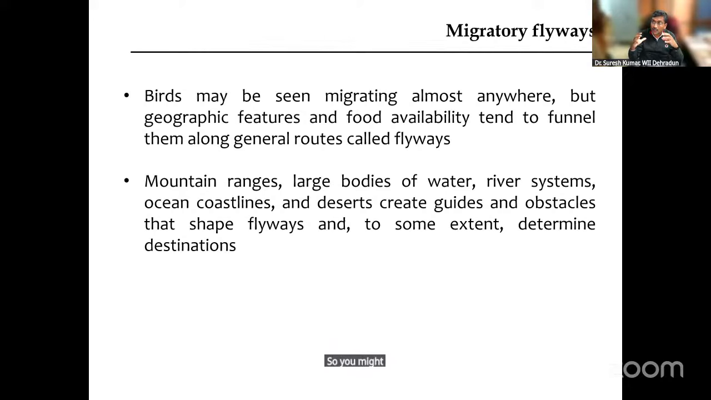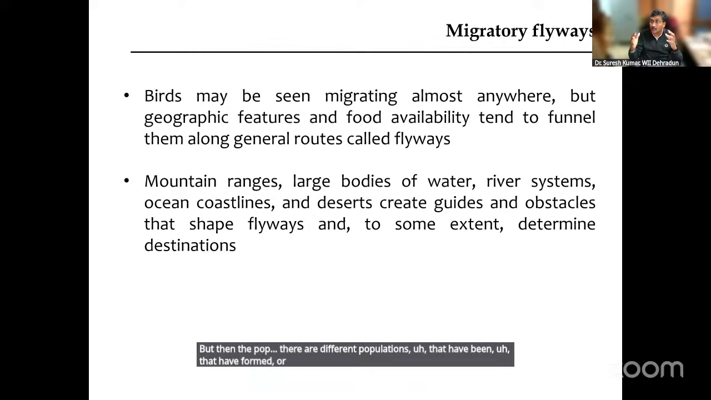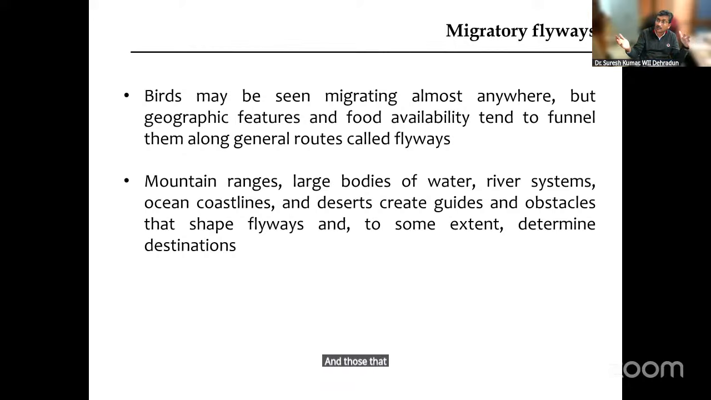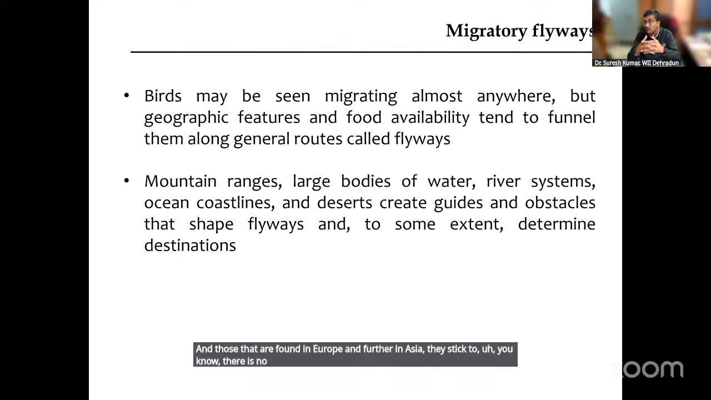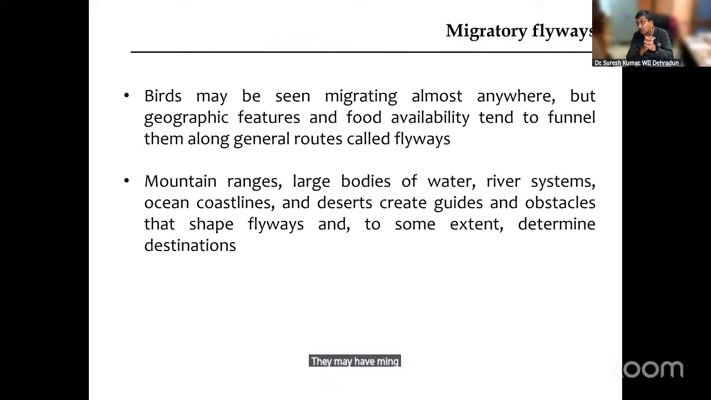So you might find one species which is circumglobal, found everywhere, found in all the continents. But then there are different populations that have formed or have evolved because of geographic barriers. So populations that you see in the Americas stick to the Americas, so North America, South America, and those that are found in Europe and further in Asia, they stick to there. There is no scope for them to intermingle. They may have mingled in the ancient past, geological past, but not as of now. So they follow certain routes and they follow these flyways. That's something that I wanted to share.